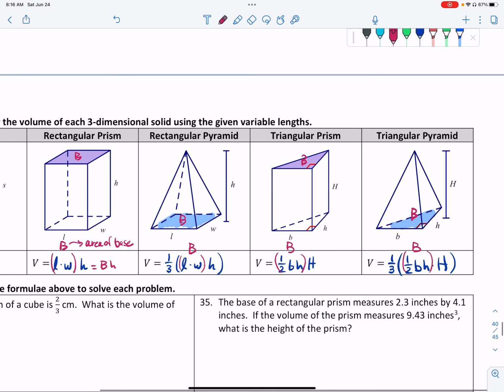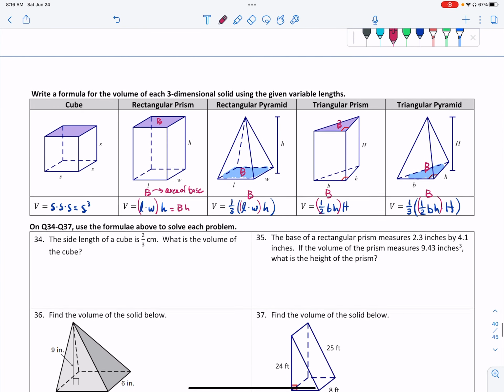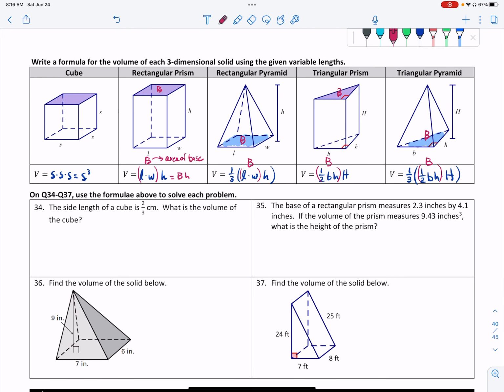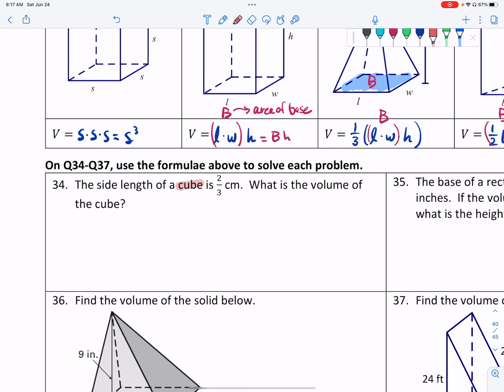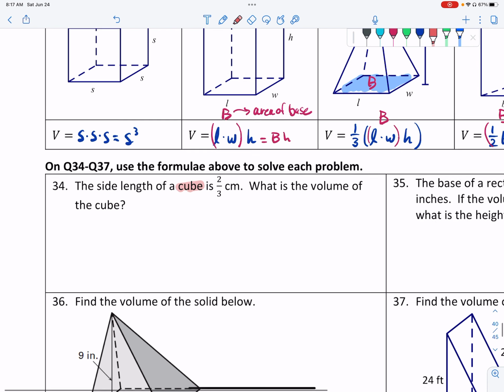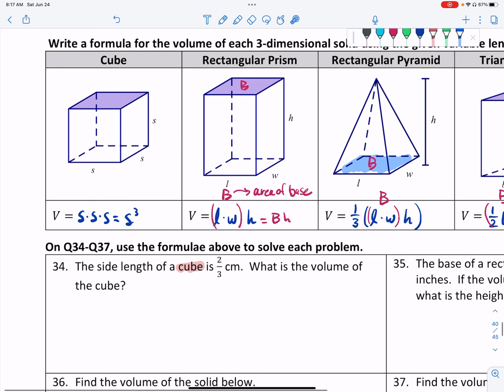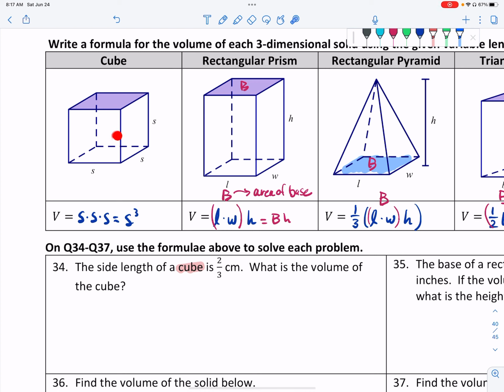All right. Now, how does that apply to the next questions? Well, it's fairly straightforward. On 34 through 37, use the formulae above to solve each problem. On 34, it tells you there's a cube, the side length of the cube is 2/3 centimeters. What's the volume of that cube? So it's a pretty straightforward application of the formula we talked about for the cube. The only complication is the fact that you have a fraction, and I'm going to suggest keeping it as a fraction. Don't put that into the calculator as some kind of decimal.